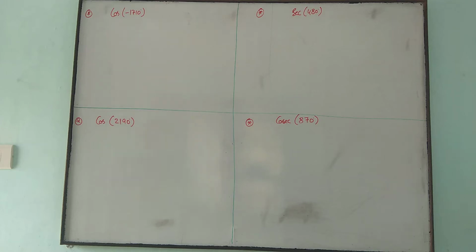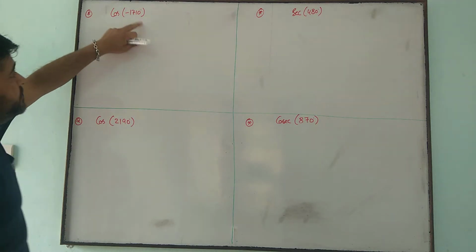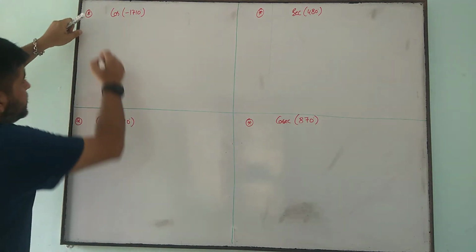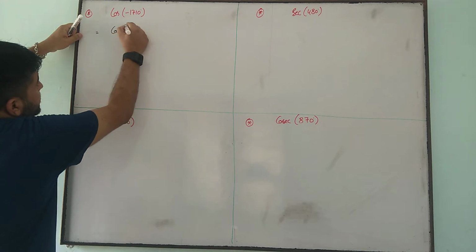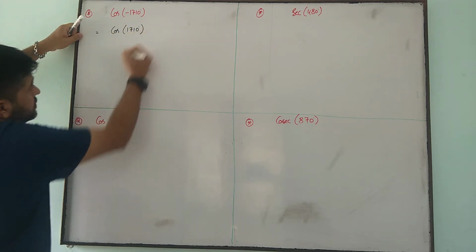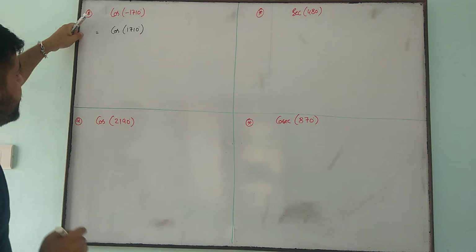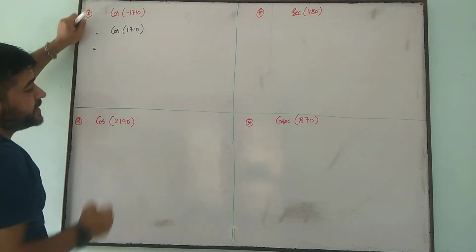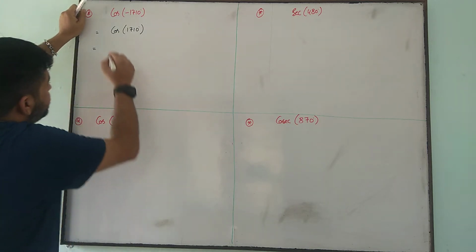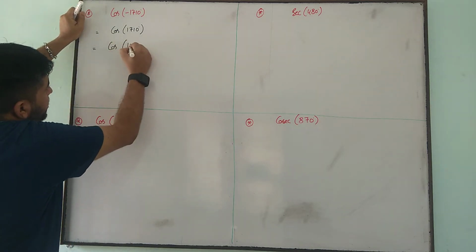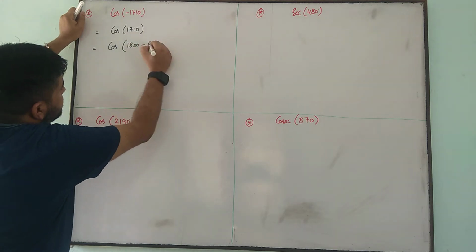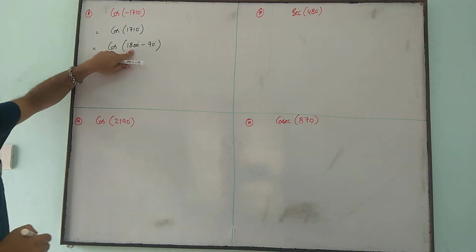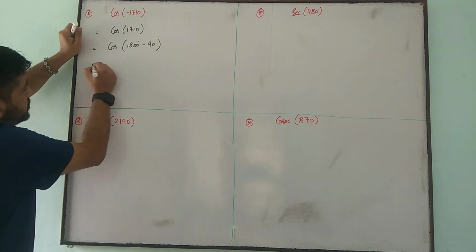We have some examples on it. He said cos minus 1710. First of all, the concept was cos minus theta is equal to cos theta, right? Cos and secant. Then 1710 is nearby 1800, 360 into 5 is 1800. So we can write it 1800 minus 90. And 1800 is a multiple of 360, so we can consider it 0.